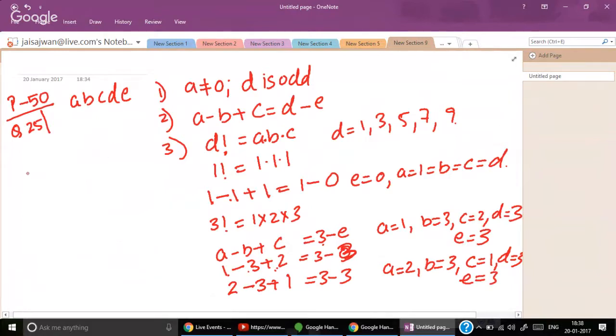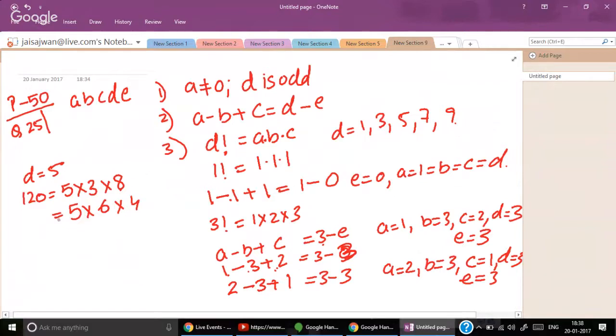What happens when my value of D is equal to 5? When D is equal to 5, I know 5 factorial is 120. Or I can write it as 5 into 3 into 8. 8 3s are 24, into 5. Or I could also write it as 5 into 6. Again a possibility. 6 4s are 24, into 5 is 120. Some of you will think, why not 5 into 2 into 10? No, it is not possible. You can understand that. It is a single digit number.